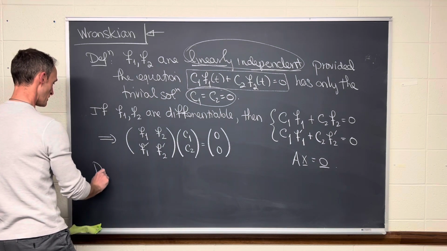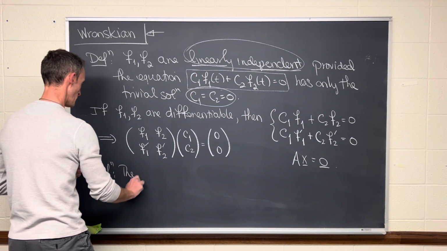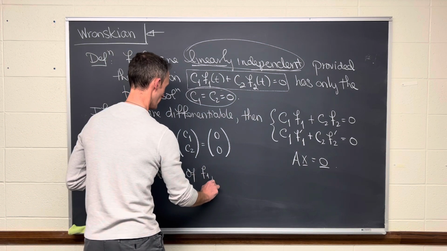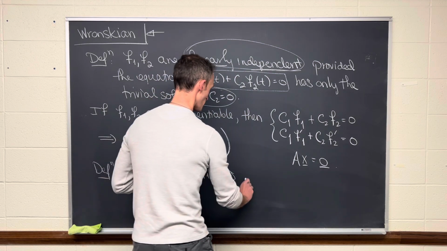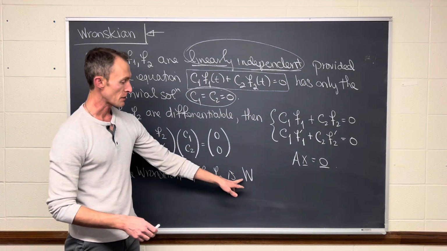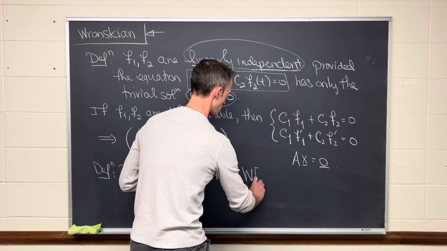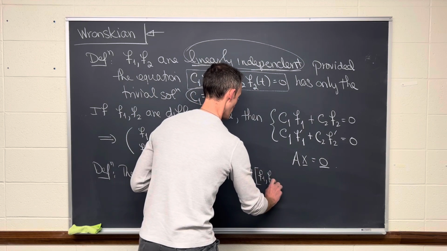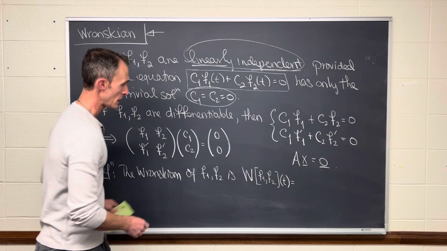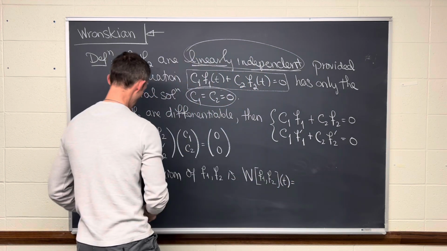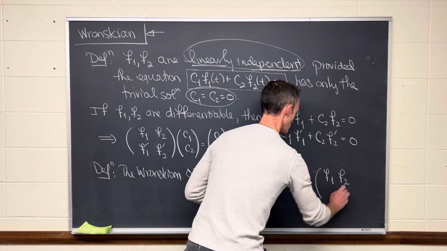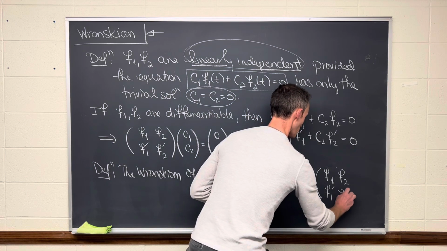So here's my definition. The Wronskian of f1 and f2 is, and some people use different notation for this, but I personally like the following: I like to put a W and then put in brackets the functions involved, so I put f1, f2. Now this is presumably going to be a function of t. And that is going to be equal to the determinant of f1 here, f2 here, f1 prime, f2 prime.